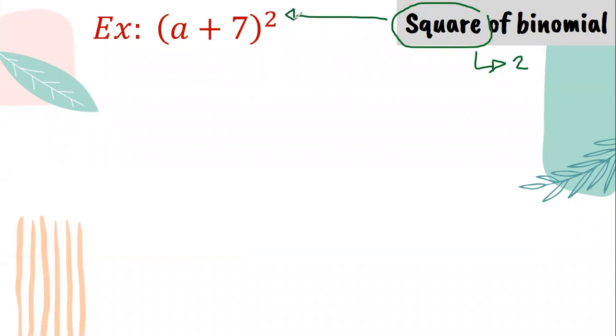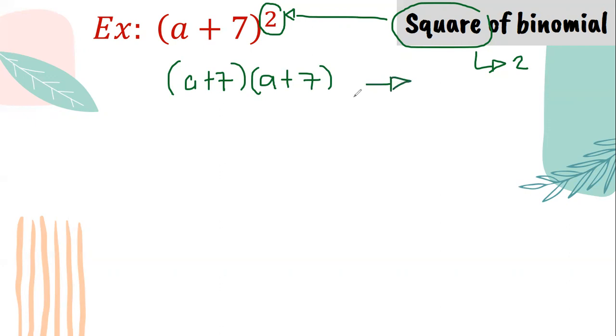And remember the purpose of the exponent. The exponent will tell us how many times we are going to multiply the number to itself. So if this is 2, you have to rewrite a plus 7 twice. So a plus 7 times a plus 7. Since this is a binomial, we can use the FOIL method. I hope you can still remember the FOIL method.